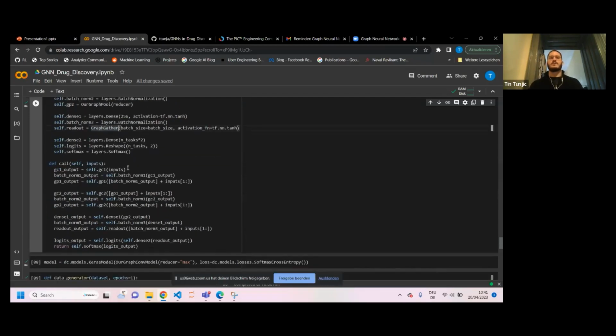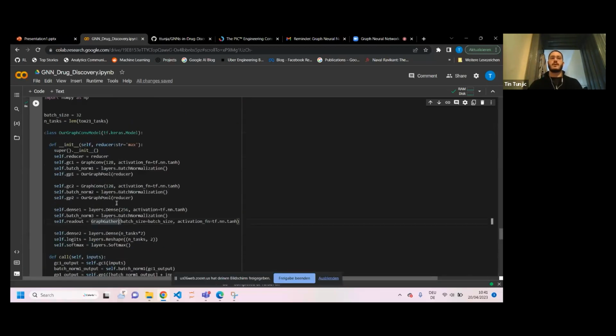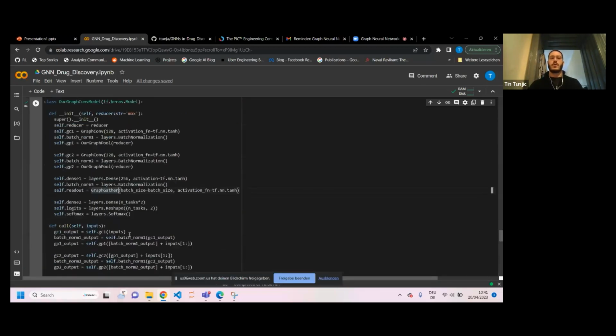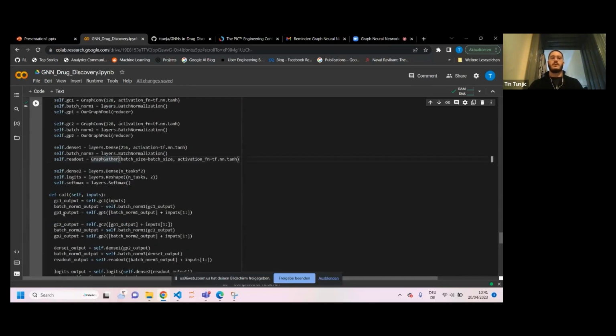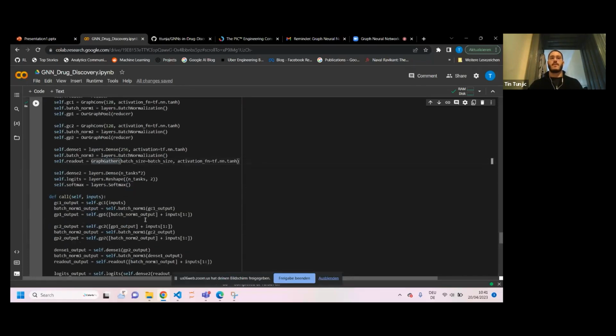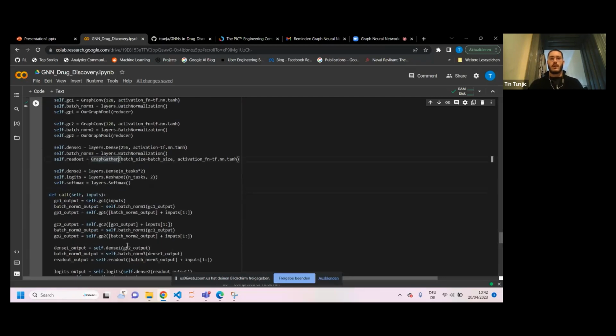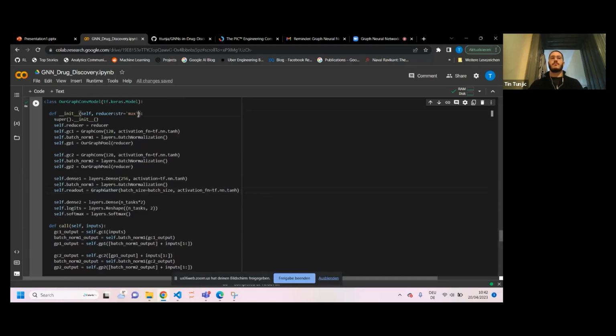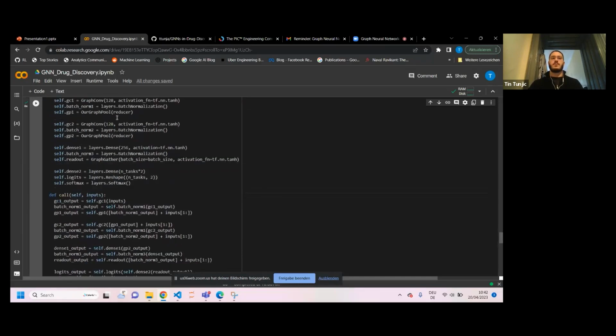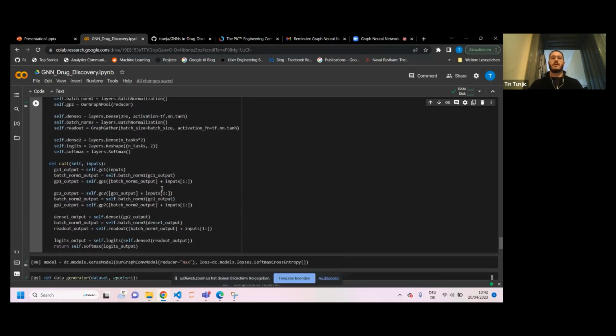And this call is nothing else but the forward function, where we just forward the information. As you can see, this GC1 is nothing else than a graph convolution. Then we go into this batch normalization. For this output, we have this graph pooling, and our reducer is specified here. So by specifying this, that also comes into play in this output. And the same is true for the second layer.